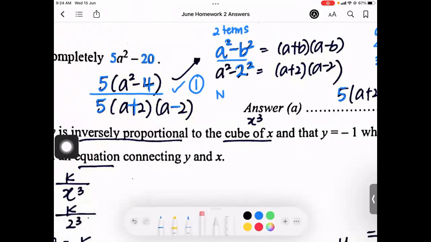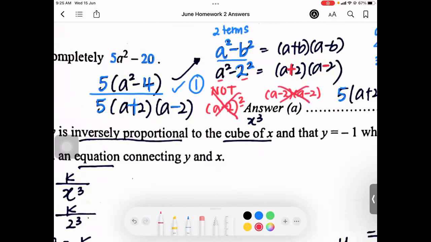Okay, this is not the same as a minus 2 whole thing square. When you have a minus 2 whole thing square, the square is for the whole bracket, it's not for individual. Okay, they are not the same. These two are not the same. For this one will be a minus 2, a minus 2. But this one is plus, the other one is minus. They are not the same sign. Okay, so this one is not correct.